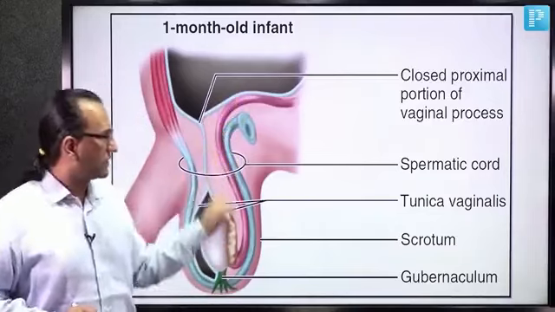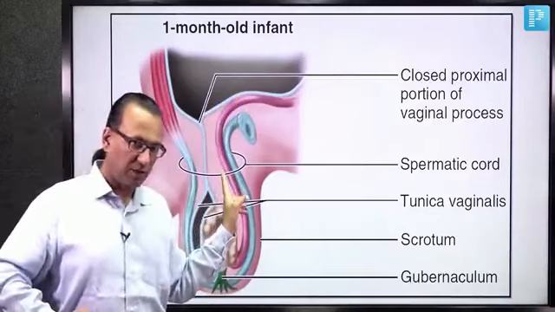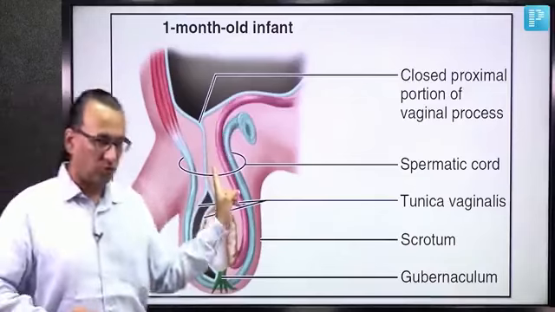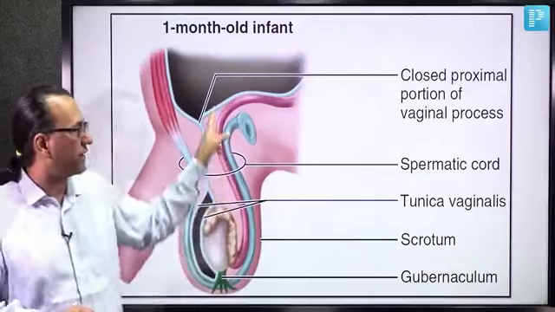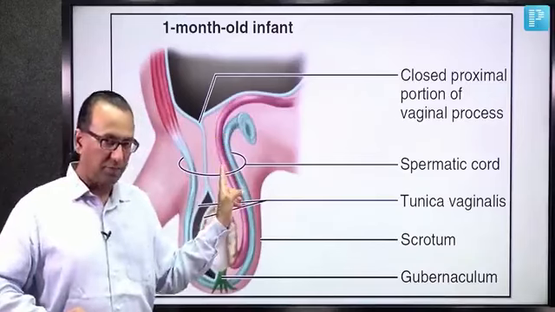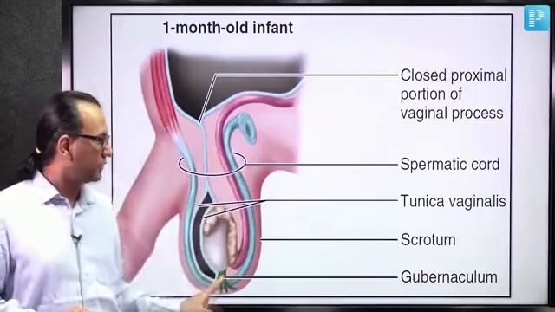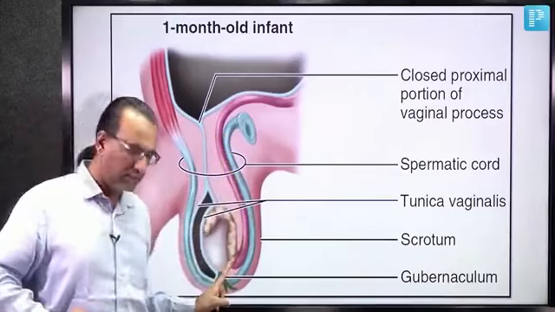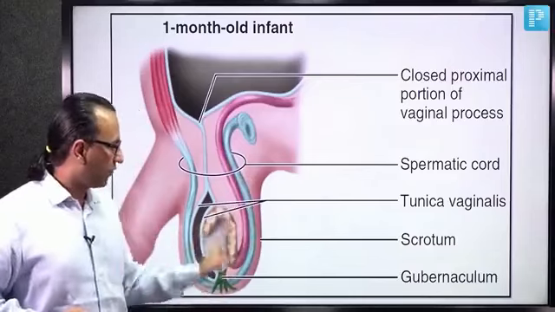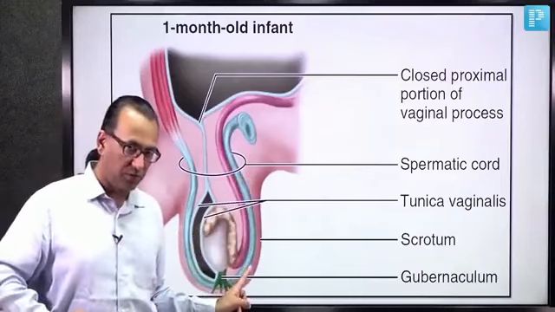Remember, the testis passes the inguinal canal in the 7th month of intrauterine life, which is the 25th to 28th week, and reaches the superficial inguinal ring. From the superficial inguinal ring to reach the scrotum, it takes around 1.5 months, but it is at the base of the scrotum before birth of the babies, in most babies.